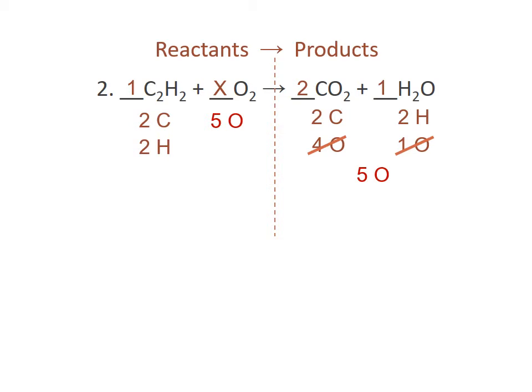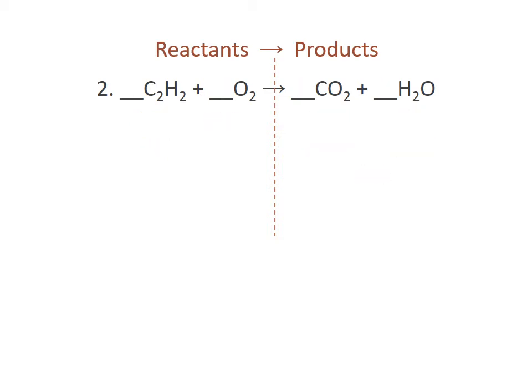I can't get 5, so therefore I'm going to have to start again, and that is why we use pencil. So let's erase it all. I'm going to start again with C2H2, except this time I'm going to try it with a 2. That gives me 4 carbons, 4 hydrogens. I'm going to balance the carbons first again.